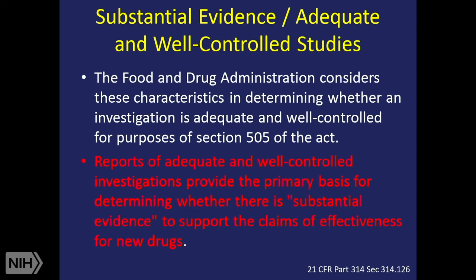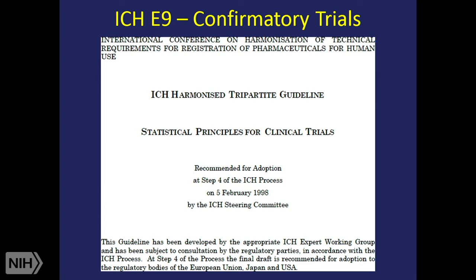And so how do we do that? Well, we depend on something called substantial evidence. It's in the CFR. The Food and Drug Administration considers these characteristics, as I told you in the beginning, that describe whether a study is well controlled. Reports of adequate and well-controlled investigations provide the primary basis for determining whether there is substantial evidence. So these phase 3 confirmatory trials are put together, and we can say what we see there.